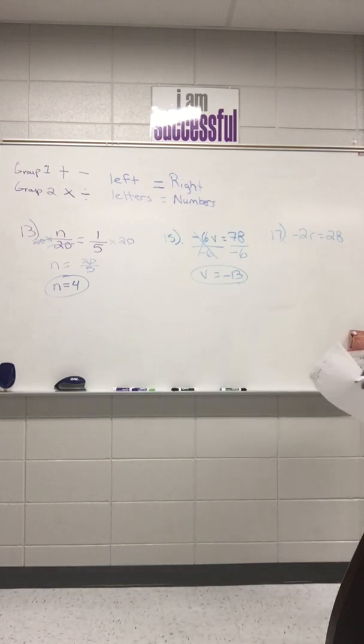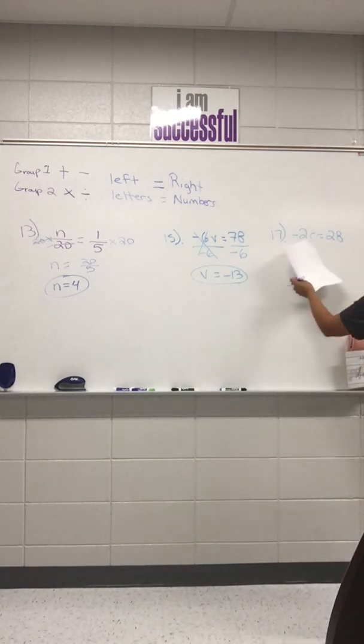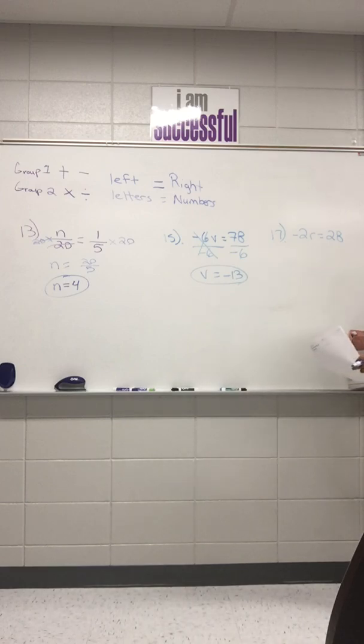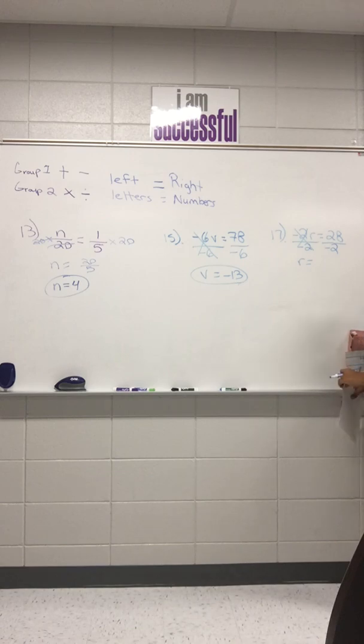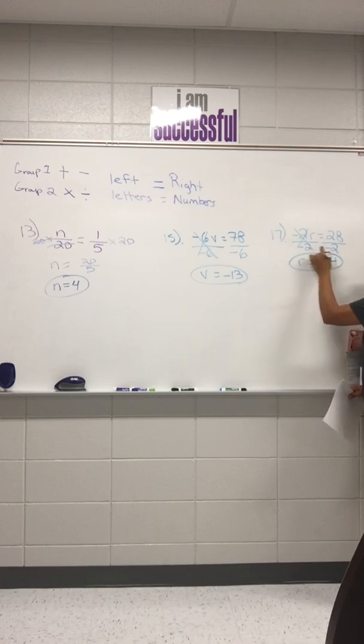Okay, I got negative 2r equals 28. It's right next to it, so that means multiply. So we're going to do the opposite. So we're going to divide. So divided by negative 2. Divide this side by negative 2. So I got r equals 28 divided by negative 2. It's 14. It's going to be negative 14.